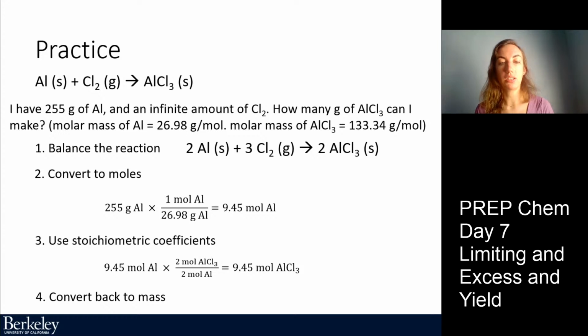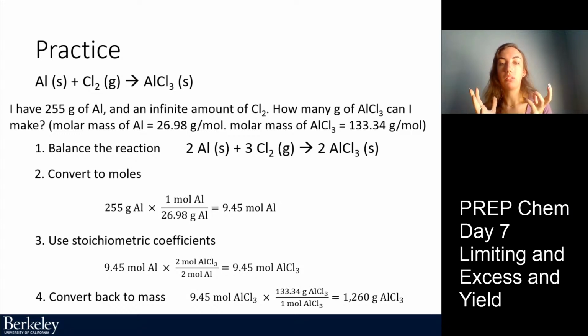So then the last thing we need to do is convert those moles of AlCl3 back into mass. So we take 9.45 moles of AlCl3, then we use the molar mass of AlCl3, so we have 13.34 grams per mole, and that means that we can make 1,260 grams of AlCl3. So hopefully that makes sense to everyone. I'm going to wait just a little bit for questions in case some groups got a totally different answer or got confused.